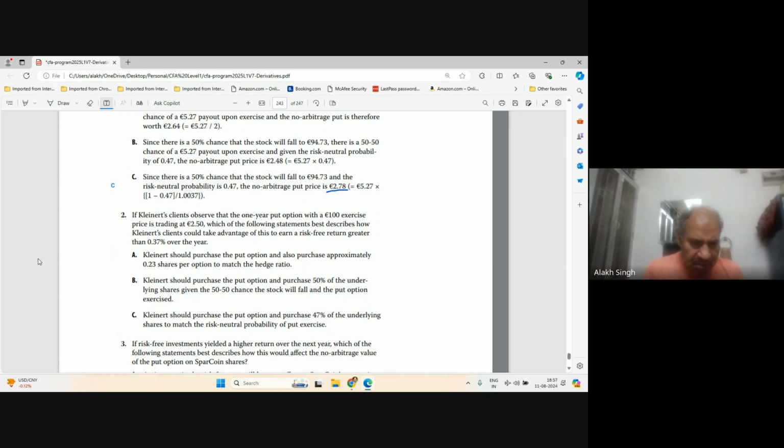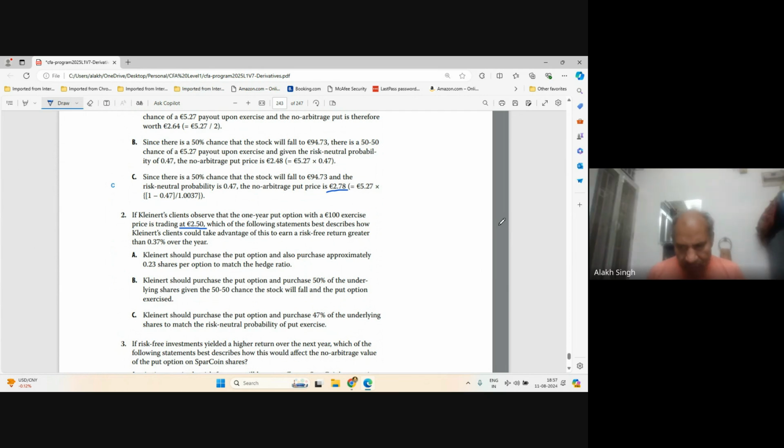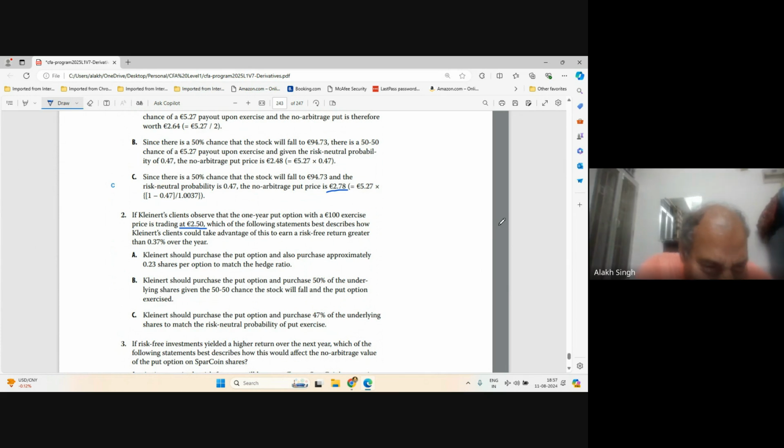Option A: clients should purchase the put option and also purchase approximately 0.23 shares per option to match the hedge ratio. So what is happening? Is this put trading at a discount, or cheap, or expensive? It is at a discount, sir. So we will buy the put. And if you buy the put, we buy the underlying as well. Okay, so now the answer should be clear.